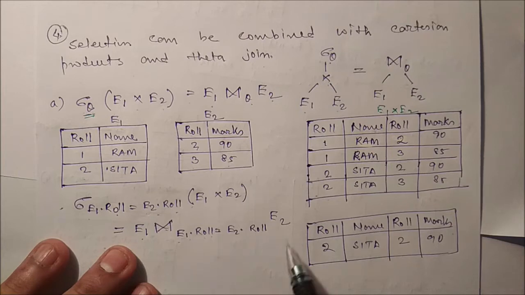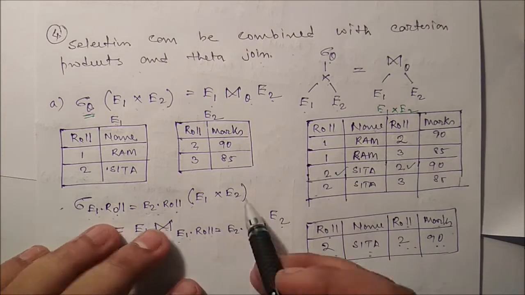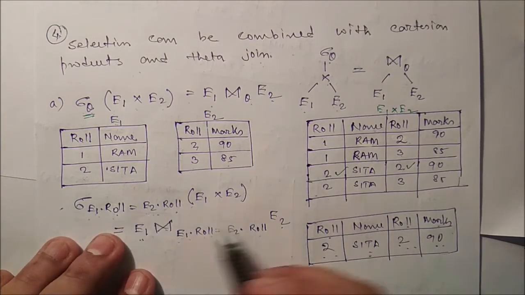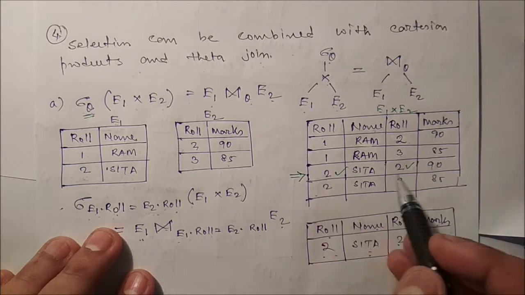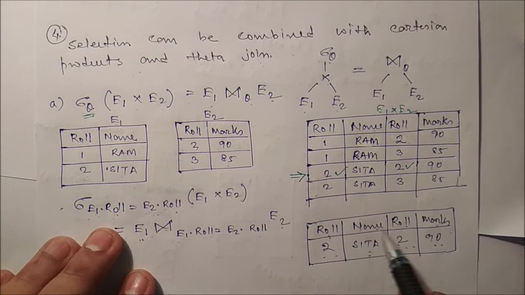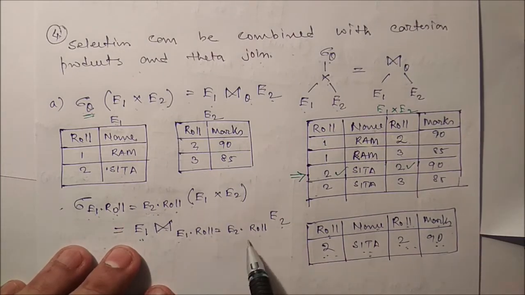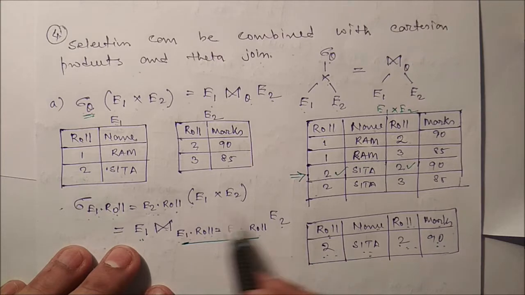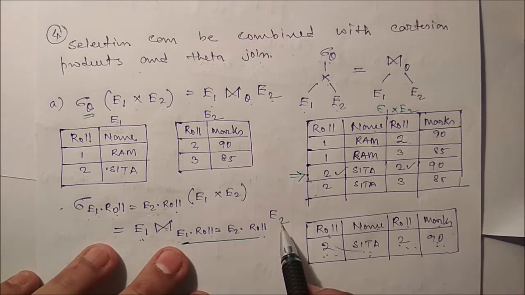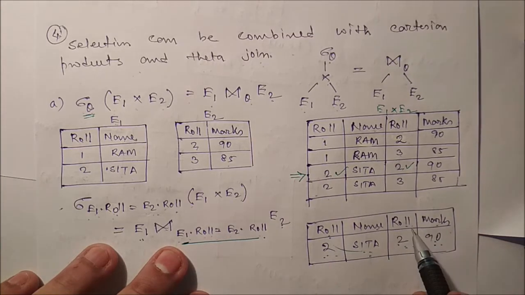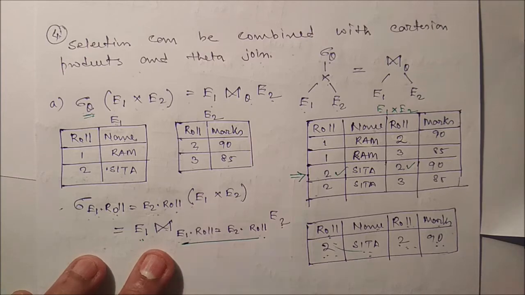This is an equijoin with E2. So first we apply this cross product, and after that we apply the condition. The condition is that the roll number should be the same. So definitely we select this particular row, and the output will be roll number, name, roll number, marks: 2 Sita 2 90. And if you apply this theta join, where the condition is the equijoin condition, the output will be this one. So E1 theta join, E1 dot roll number is equal to E2 dot roll number, E2. Definitely the output will be this one. So in both cases the output is the same. That means we can say both the expressions are equivalent.